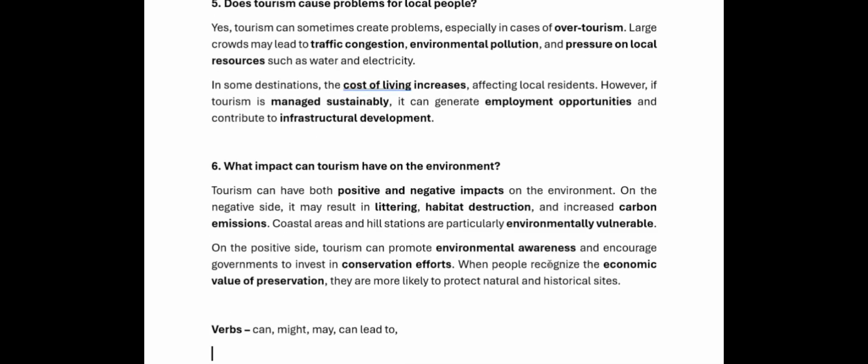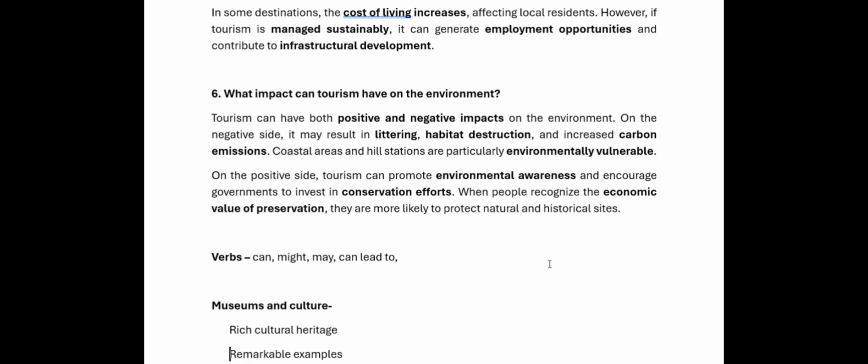Tourism can have both positive and negative impacts on the environment. On the negative side, it can result in littering, habitat destruction, and increased carbon emissions. Littering is people throw away a lot of plastic here and there. After eating, the chips packets are just thrown away. So that is called littering. On the negative side, it may result in littering, habitat destruction, and increased carbon emissions.